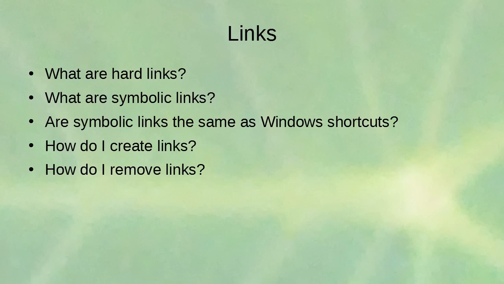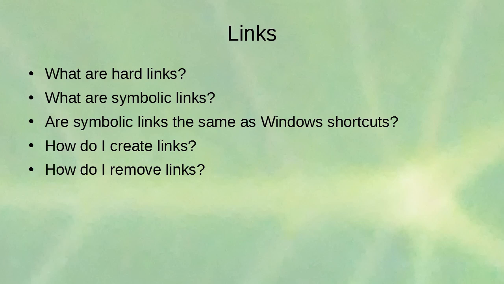Links. What are hard links? Well, hard links are entries in a file, usually a directory file, that tell you where the contents of a file are on the system. Symbolic links are like shortcuts. They tell you a location. And this is not a physical part of the drive where they're located. They tell you a directory and a path all the way to the file. So they are not quite the same thing as Windows shortcuts, but they're very similar. Windows shortcuts are files that contain all kinds of information, including the path. So how do I create links and symbolic links? We know how to remove them because we can use the unlink command.